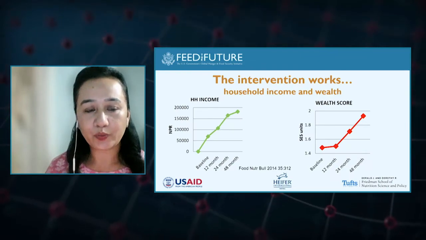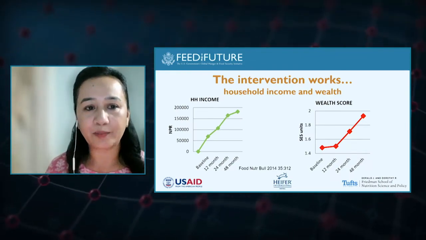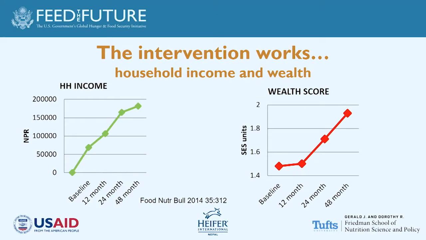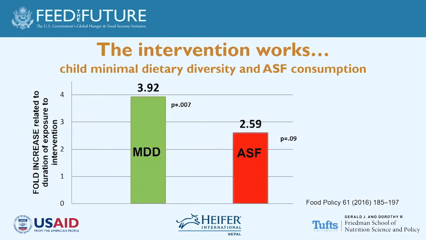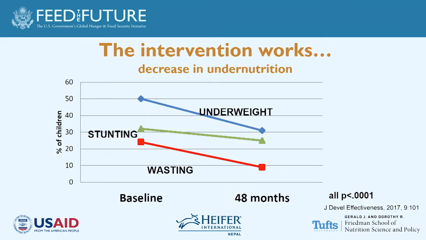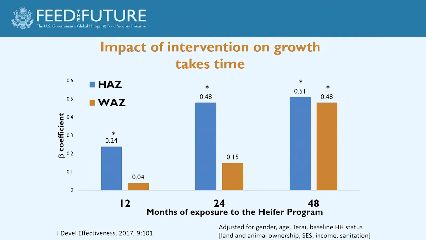We did see that the intervention works. Improvements in income, improvements in wealth. And the diet diversity improved, the consumption of ASF improved. And there were improvements in undernutrition. And one thing also that was very clear was that these growth outcomes, the impact in nutritional growth, did require a long span of time to show up as an impact.